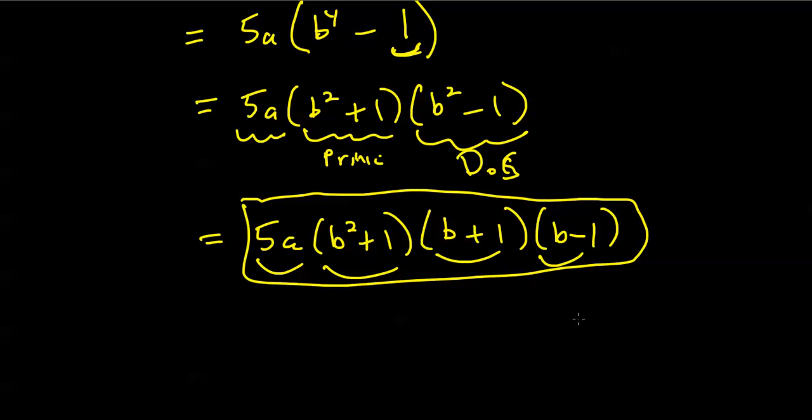Alright, so that ends it for today. We'll call it a day with 5.7, difference of squares.